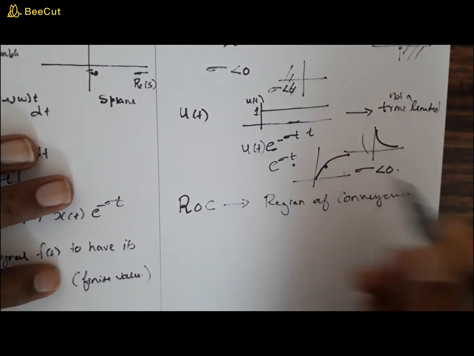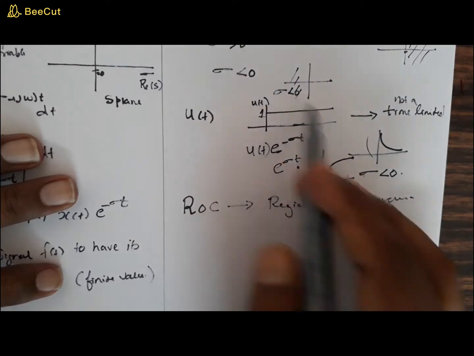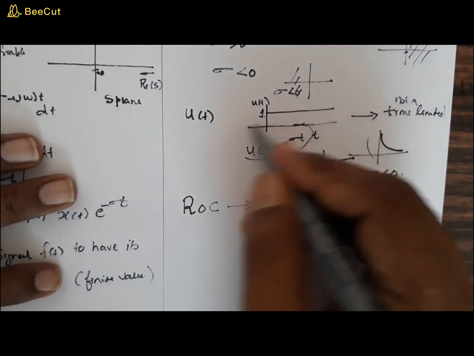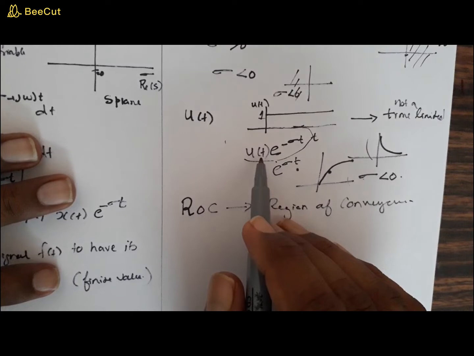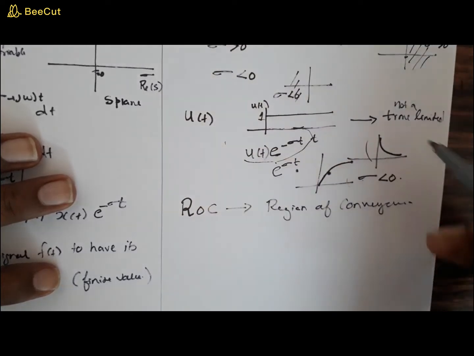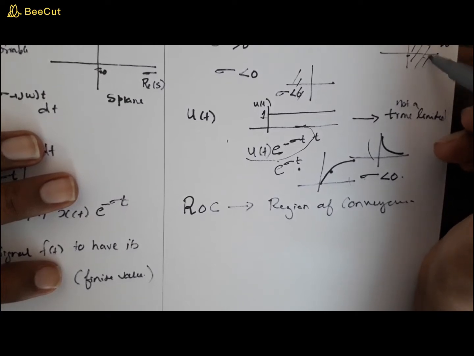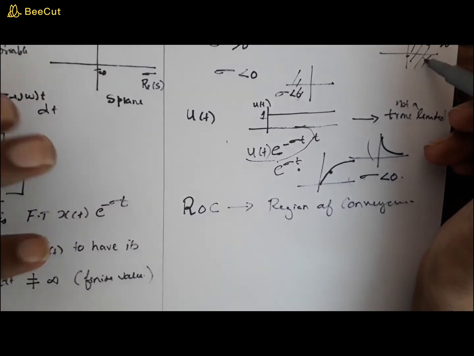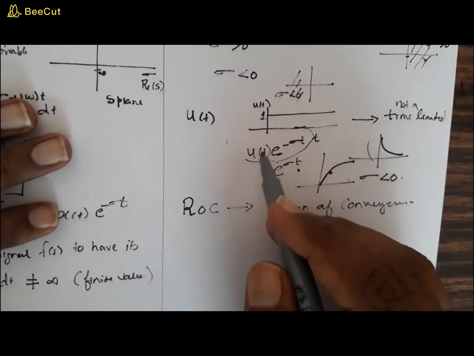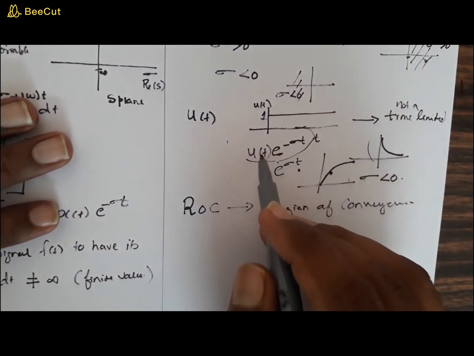So in the case of u of t, if u of t needs to have a Fourier transform from this expression, you need to multiply it by e raised to minus sigma t. As long as sigma is positive, this is the region. As long as in the S-plane sigma is greater than 0, that is the real part of S is greater than 0, you have the Laplace transform of u of t.